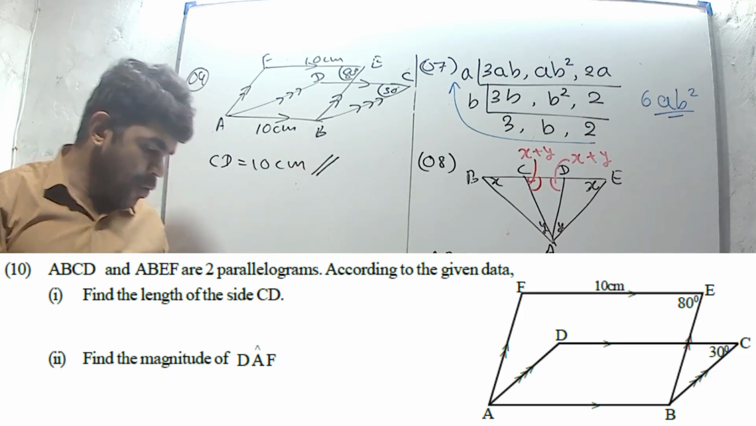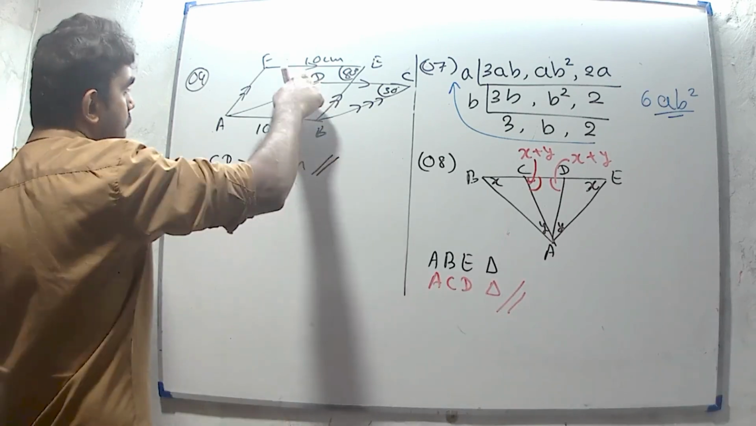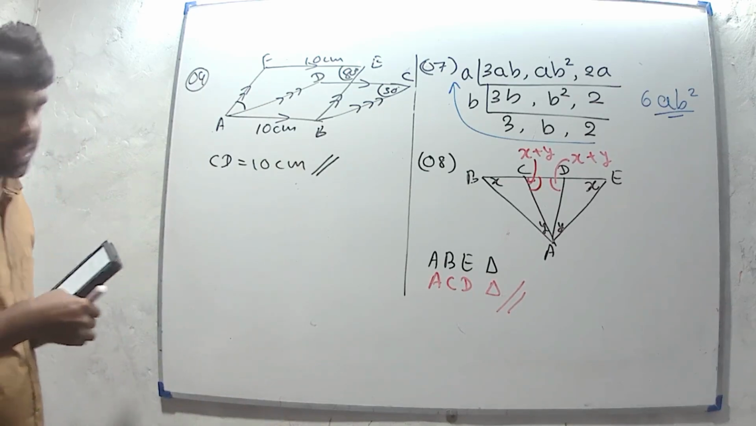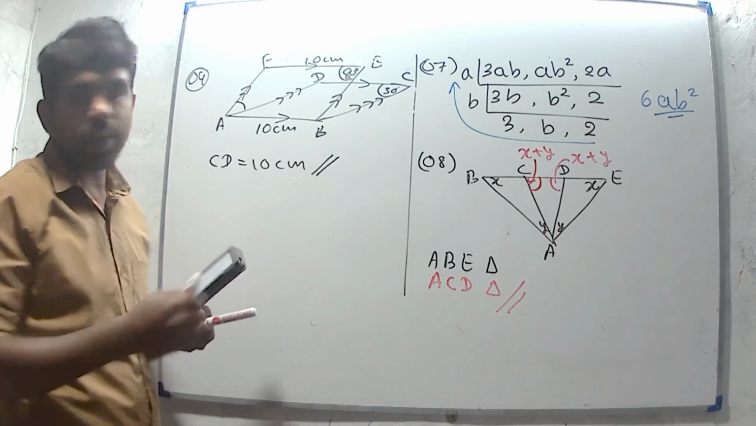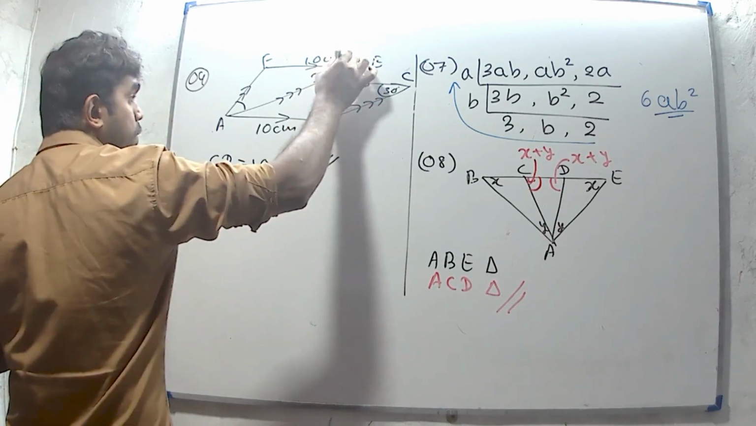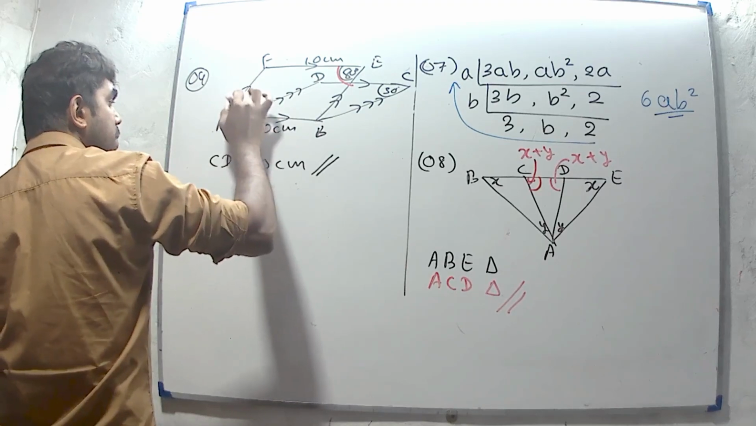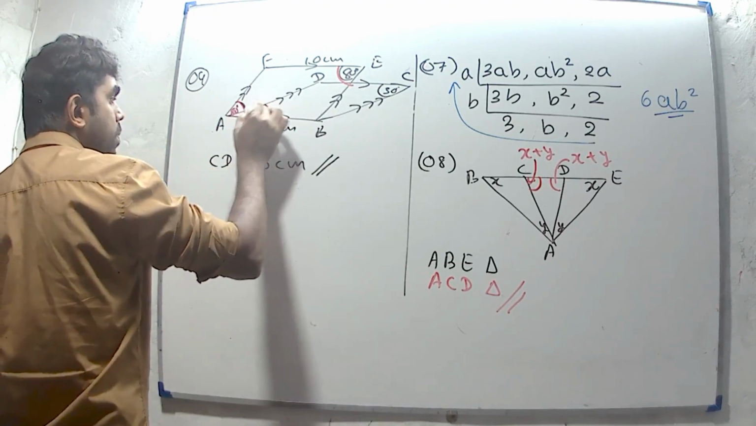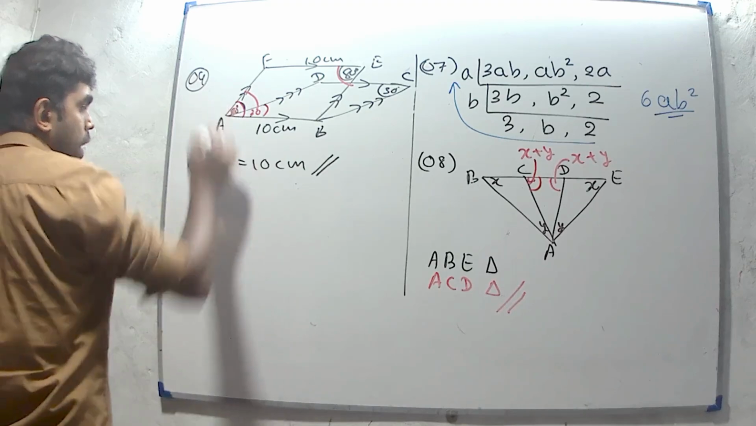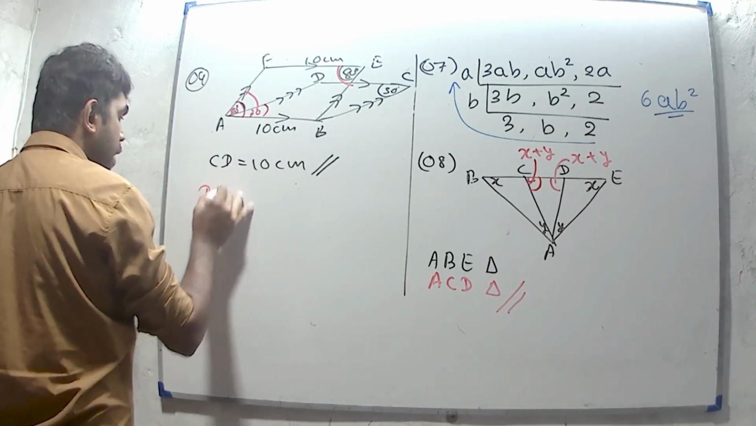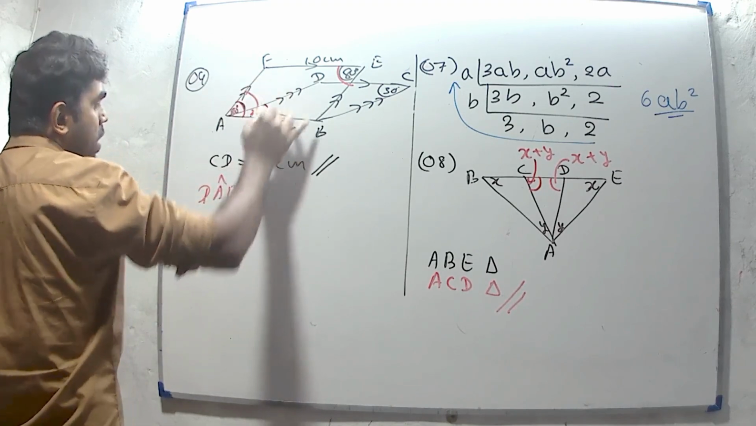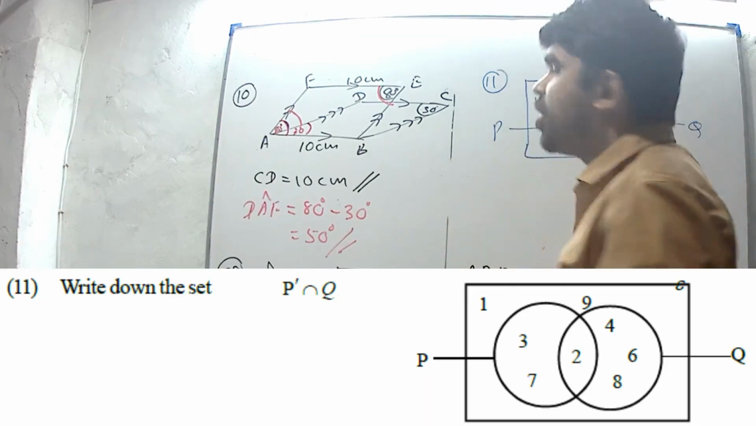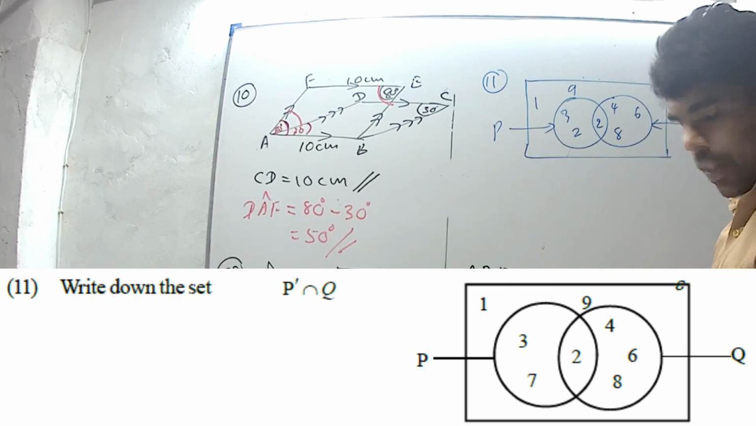In part 2, find the magnitude of DAF. DAF is this angle. We know that opposite angles of a parallelogram are equal. Then if this angle is 80, this full angle is 80, and this angle is 30, then this part is 30. We have to find this part. Then we can get angle DAF as 80 minus 30, 50 degrees.